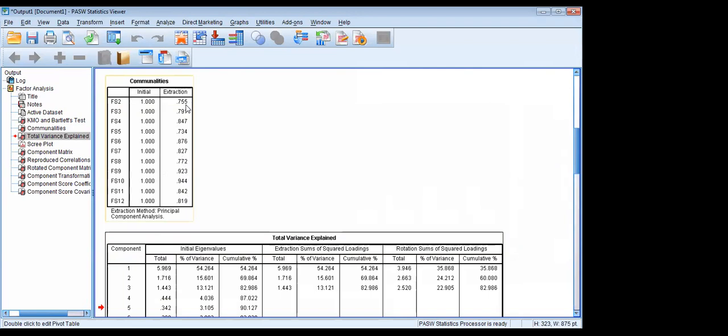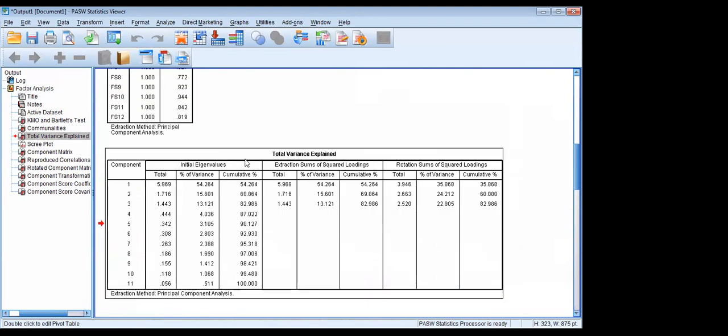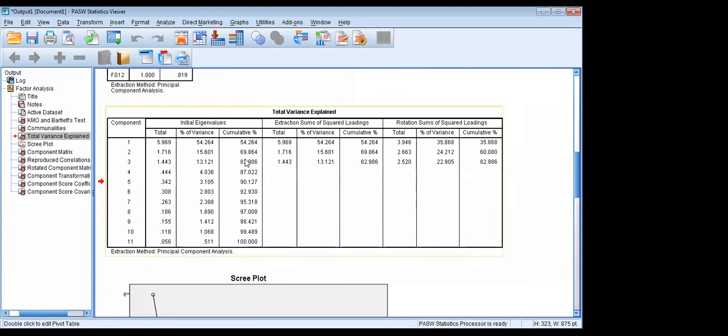You are getting the expected value more than 0.7. Now the next table is total variance explained. See, listen, how many statements? 11 statements. Component means statement here. Initial eigenvalues? Yes. 5.9, 1.7, 1.4. Thereafter, what eigenvalues are you getting? 0.4, 0.3. What is the criteria for determining a factor? Eigenvalue score should be greater than 1. I showed in my slide, the criteria for determining a factor is eigenvalue score greater than 1.